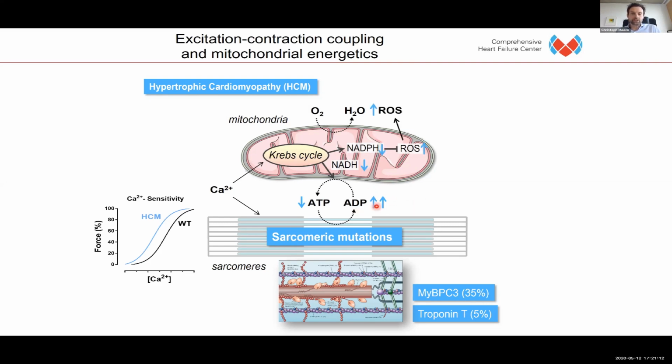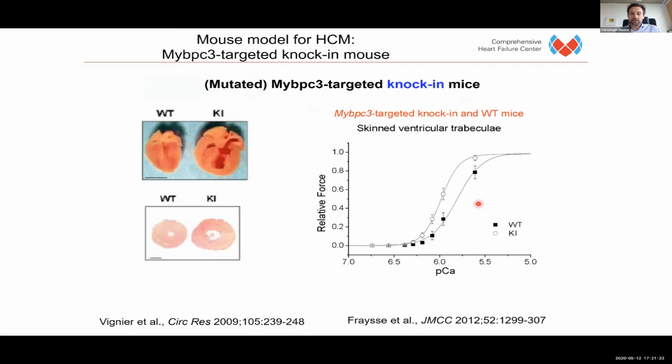So the concept was that if you have this mismatch, you may also have oxidative stress, and potentially something that contributes to the generation of arrhythmias. So we started with the mice from Lucie Carrier, and they have shown before that this mouse, which has a targeted knock-in of a human mutation of myosin binding protein C3, has cardiac hypertrophy and a typical leftward shift in the calcium-force relationship, which indicates the increased calcium affinity of the myofilaments.